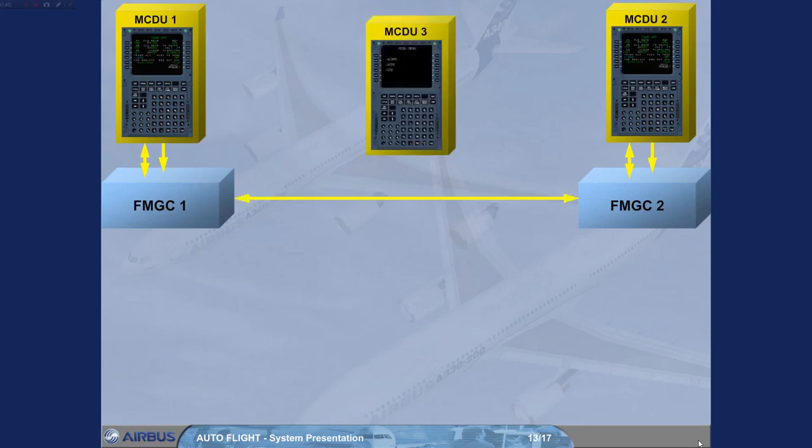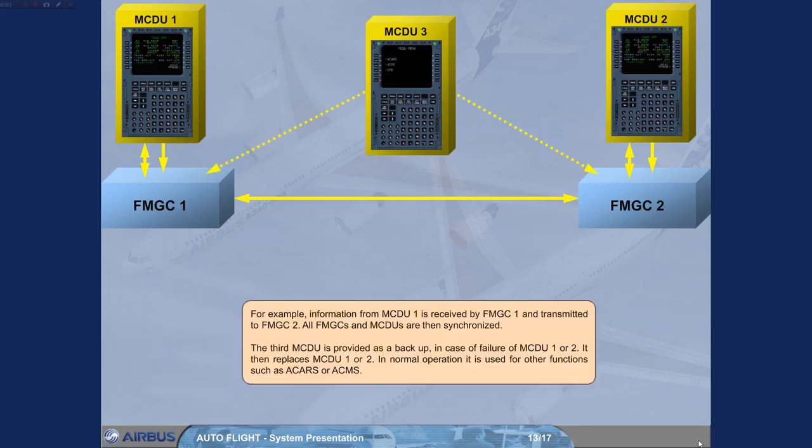The third MCDU is provided as a backup in case of failure of MCDU1 or 2. It then replaces MCDU1 or 2. In normal operation, it is used for other functions, such as a CARS or a CMS.